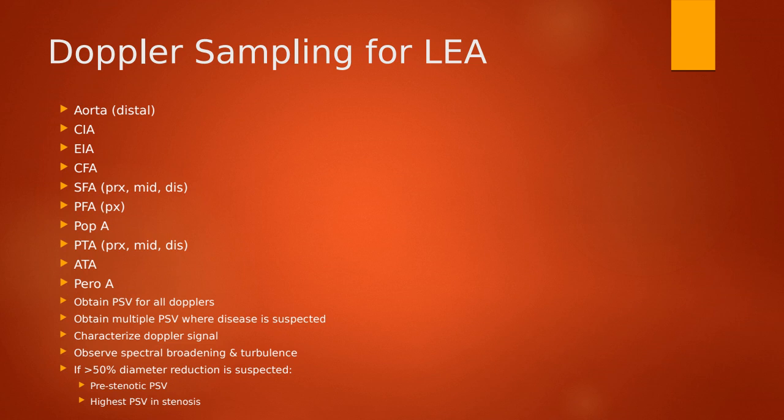We also want to make sure we're characterizing our Doppler signals, so we're looking to see if there's spectral broadening, if there's any turbulence, if there's flattened or weakened waveforms, right? We wouldn't expect to see flattened or weakened waveforms right in the meat and potatoes of a stenosis, but we can see flattened waveforms prior to and after a stenosis.